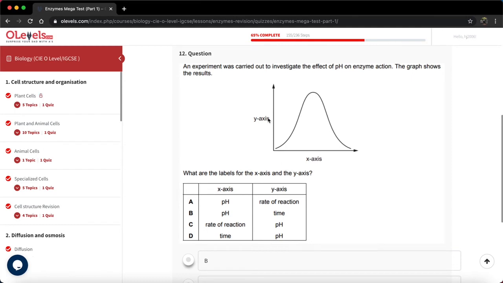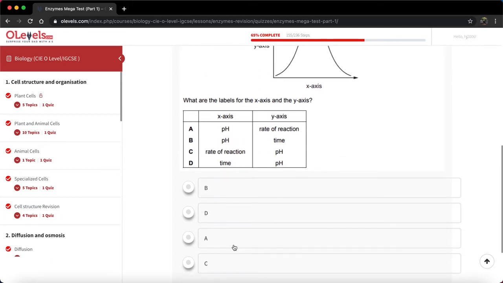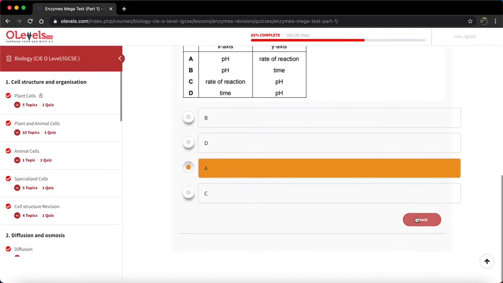So we were already studying that with the graph for the temperature versus the activity of the enzyme. The rate of activity is on the y-axis, and the temperature, so in this case the pH, will be on our x-axis. So the x-axis will be pH, and the y-axis will be rate of reaction. So this is A. Check it. We got it right, I think.